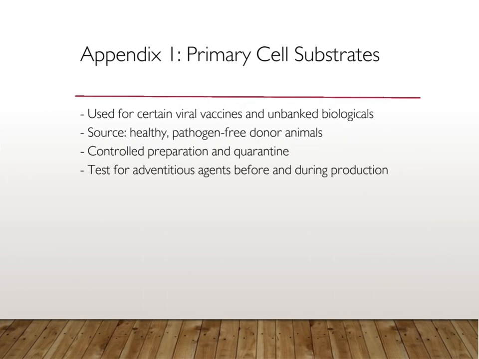Appendix 1 deals with primary cells, such as those used in certain viral vaccines. Primary cells can't be banked, so they must be tightly controlled from the source. Key points. Donor animals must be healthy, disease-free, and preferably from specific pathogen-free colonies. Materials of animal origin used for culturing must be tested for contaminants. Testing for adventitious viruses must be done during and after production. Because primary cells are short-lived, you can't test everything in advance, so concurrent testing becomes essential.